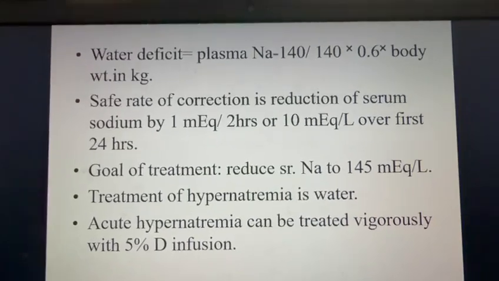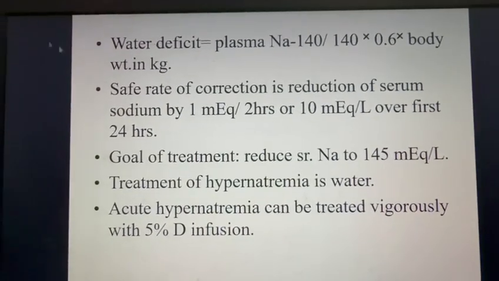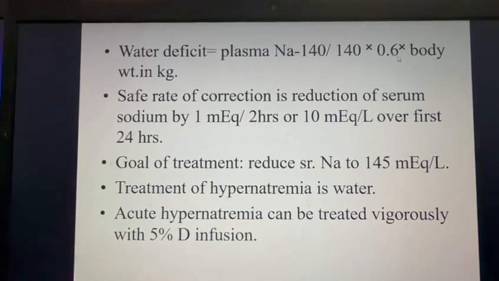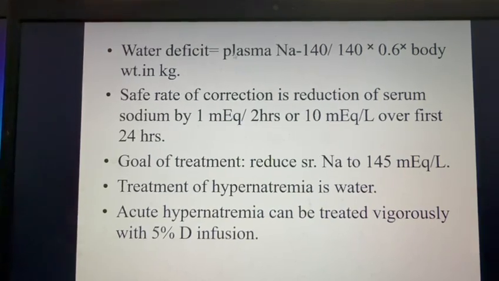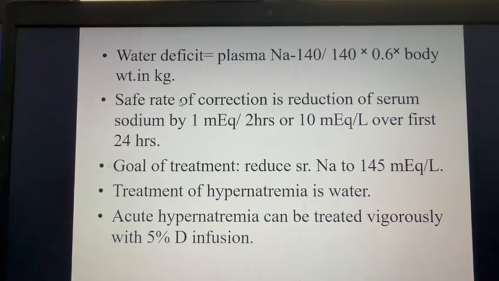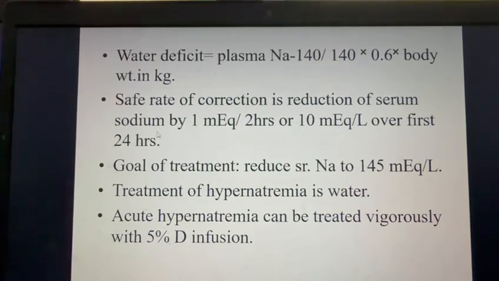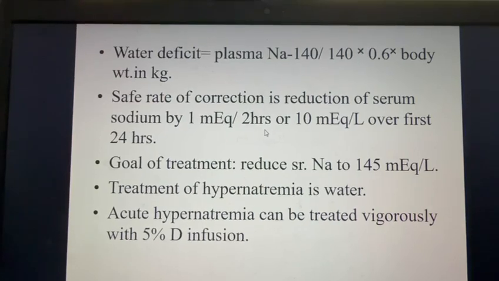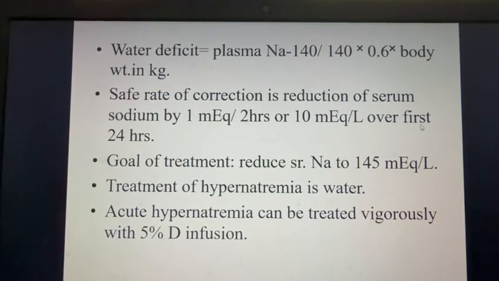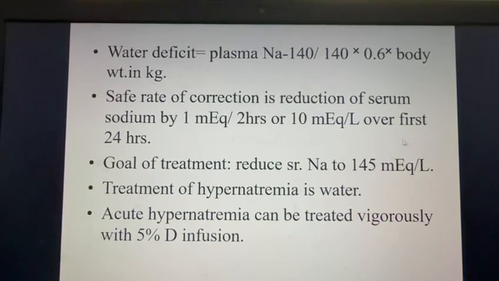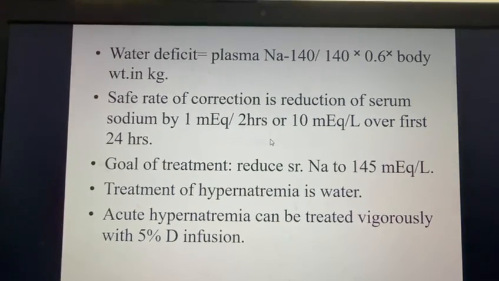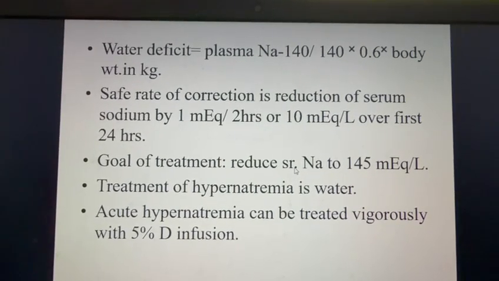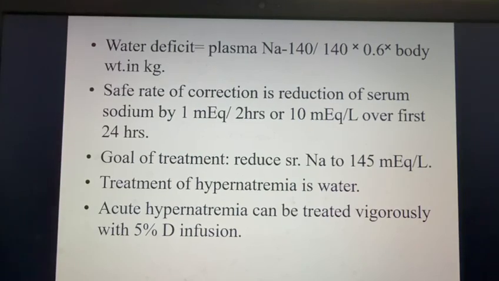Water deficit is calculated by the formula: plasma sodium minus 140, divided by 140, into 0.6, into body weight in kg. So whatever calculated water deficit is corrected slowly in 48 hours. And the safe rate of correction is reduction of serum sodium by 1 milliequivalent every 2 hours, or 10 milliequivalent per liter for the first 24 hours. Not more than 10 milliequivalent should be corrected in a day. The goal of treatment is to reduce serum sodium to 145 milliequivalent per liter.